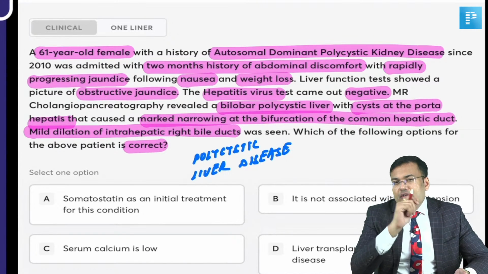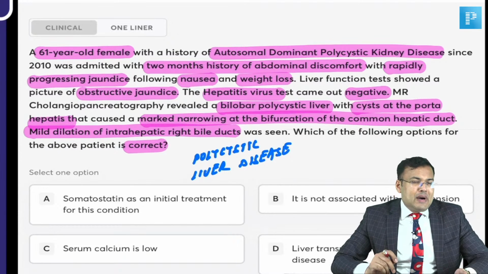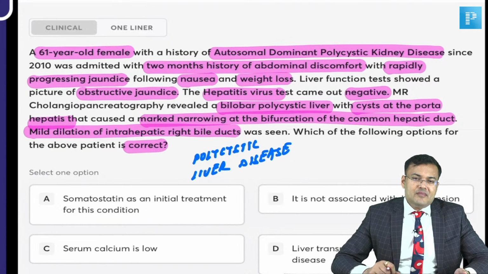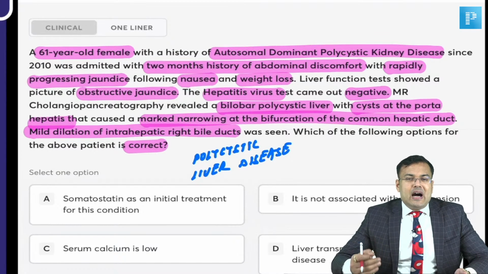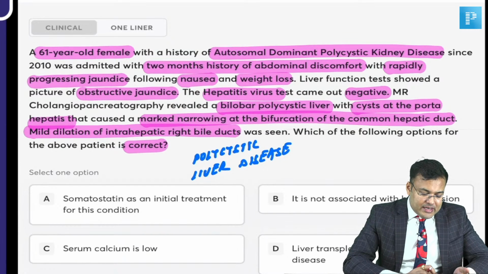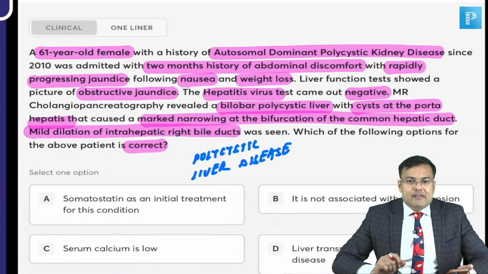Now one more question for all of you. Let me see who's going to mark this question correctly. Cysts are never seen in which organ? Tell me, guys. In ADPKD, cysts are never seen in which organ?